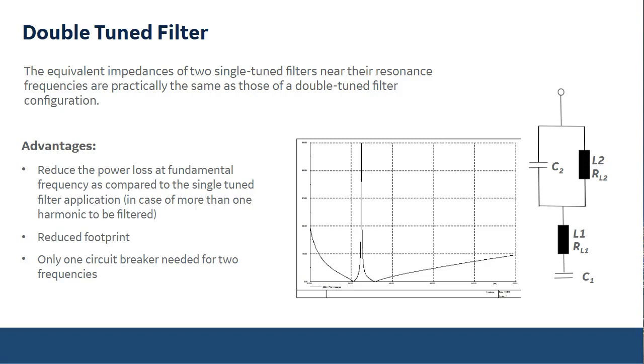One advantage, it has lower fundamental frequency losses compared to two individual single tuned filters. So this will filter as good as two individual single tuned filters, but you will have lower fundamental frequency losses. This is very important to many renewable operators. So this is the reason why demand is increasing, even with lower or medium voltage applications. They are nowadays using double tuned filters.